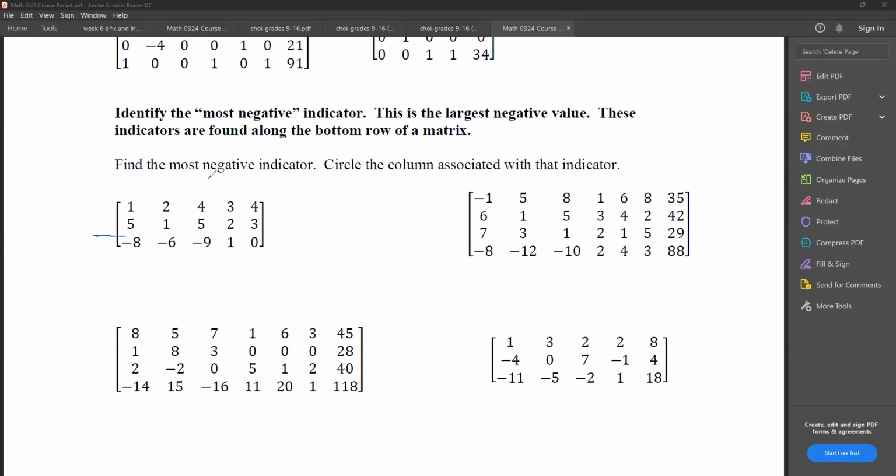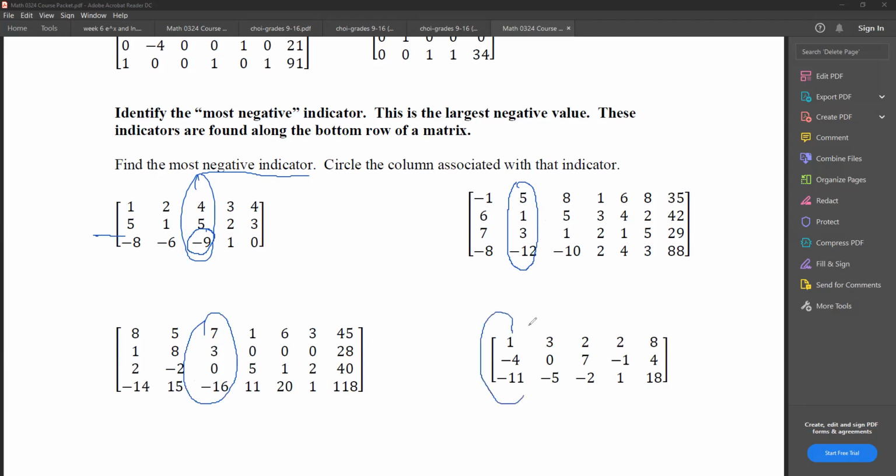So to find the column that you want to pivot on, you find the most negative number in the bottom row. That's called an indicator. So this right here would be the column that I'm going to pivot on. If I look at this one, this is the column. This guy, the most negative number is this guy right here. And this guy here, the most negative number is this one. So these are pivot columns.